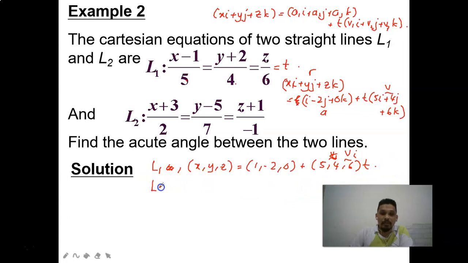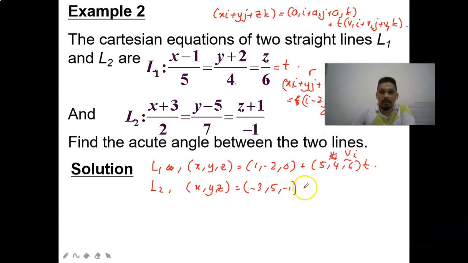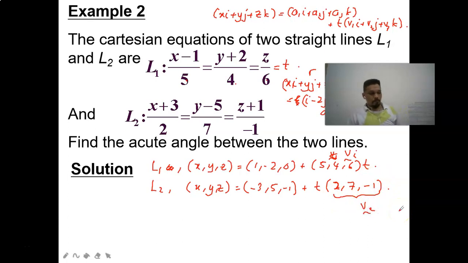So L2 then is also X, Y, and Z equal to 3, negative 3, 5, and negative 1, plus t and v is 2, 7, and negative 1. So this is our V2. V2 is 2, 7, negative 1. So now find the acute angle between the two lines.